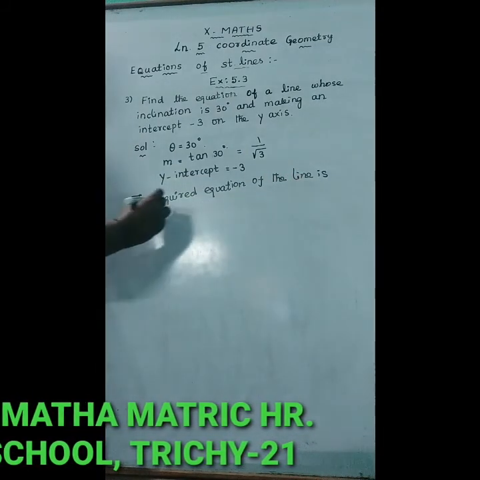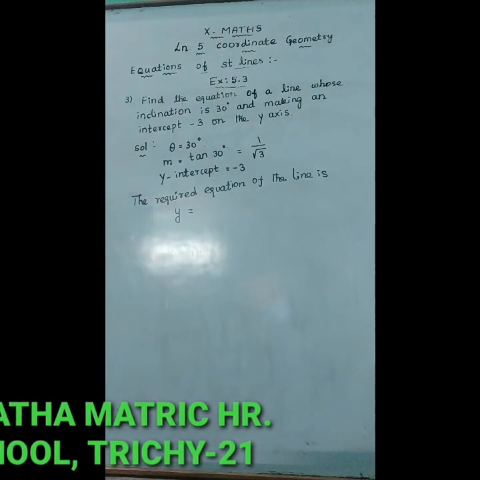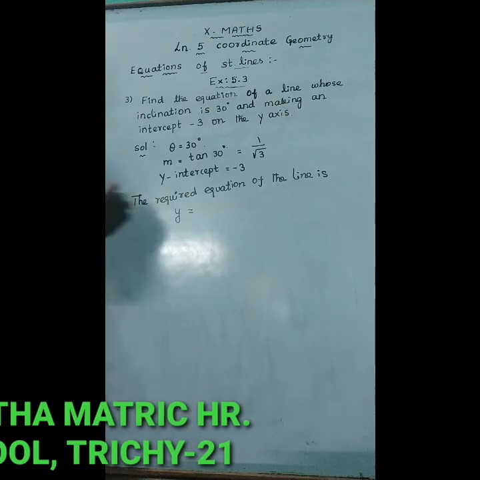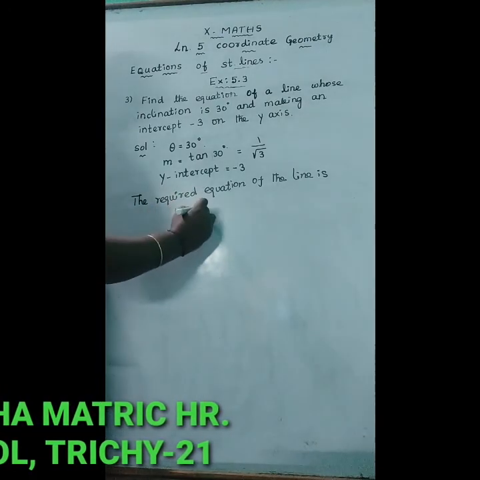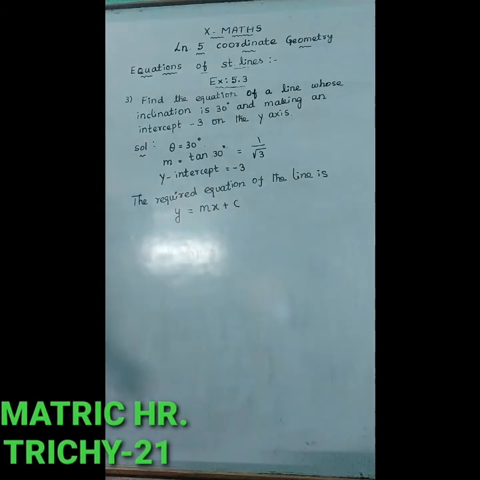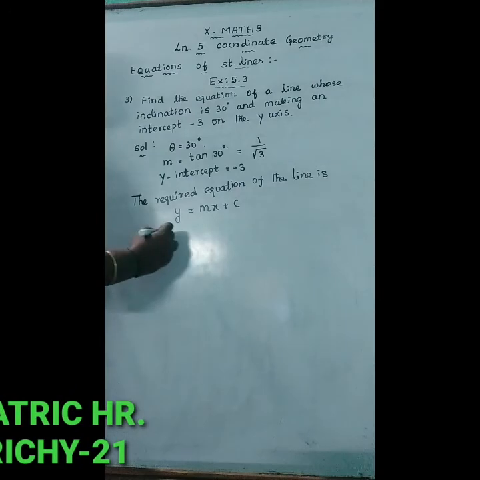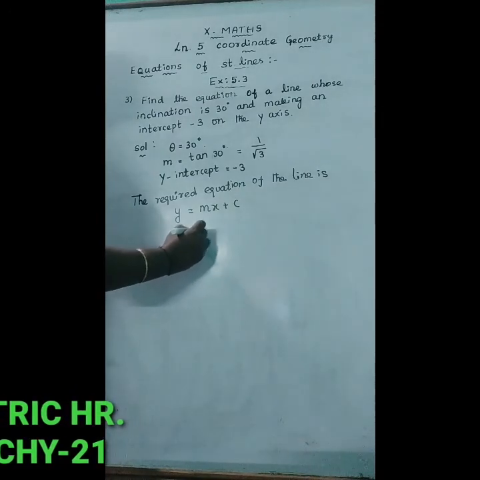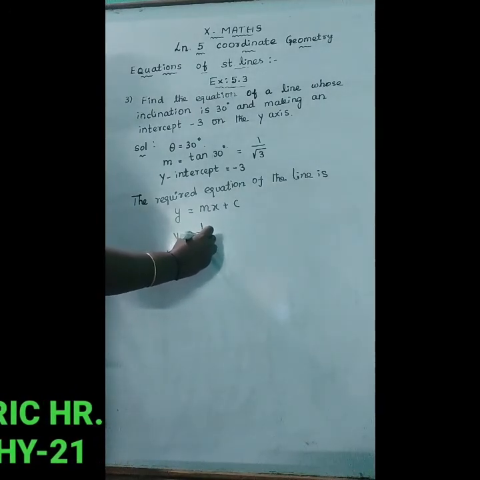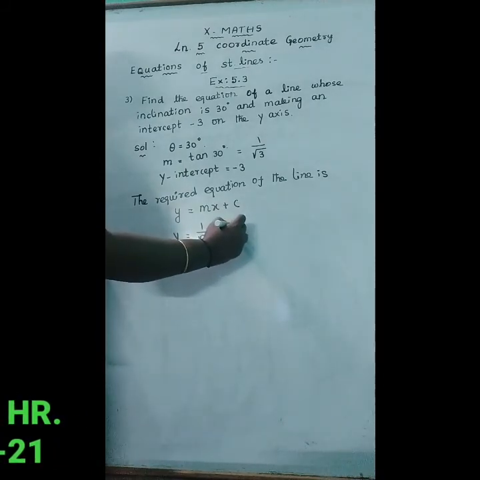So the required equation of the line: here slope and intercept are given. So using the formula y is equal to mx plus c, the slope intercept form, we substitute the value for slope and intercept. So y is equal to 1 divided by root 3 into x plus intercept c, which is minus 3.